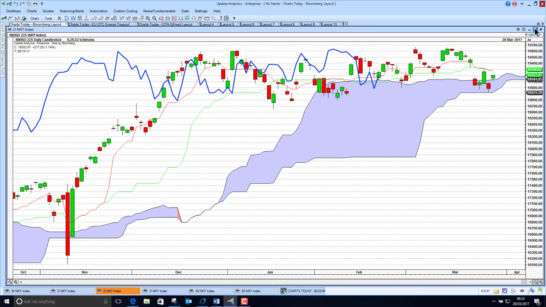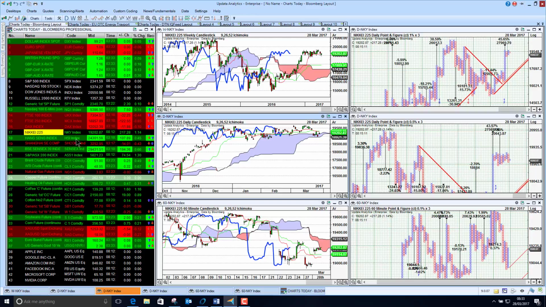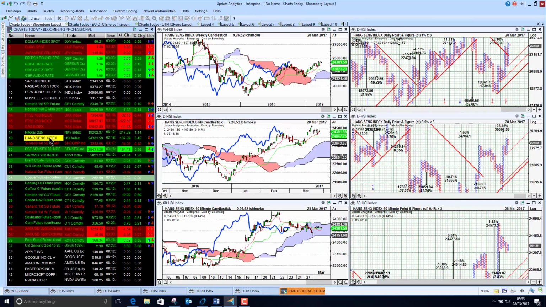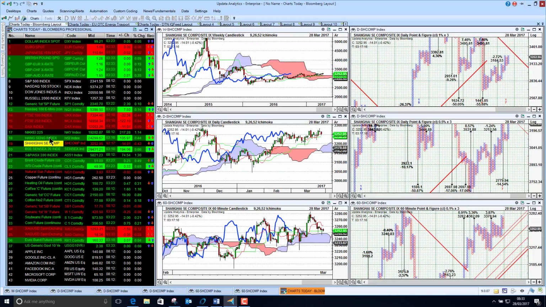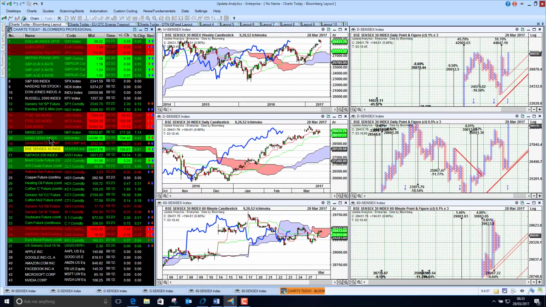19,700 is the level that we need to break to really get running. Hang Seng is looking bullish still above the cloud, the one market in China, so the same thing in Shanghai, China and Hong Kong, the markets that are holding on to their bullishness, and the Sensex also holding on to its bullishness as well, so that's quite key.